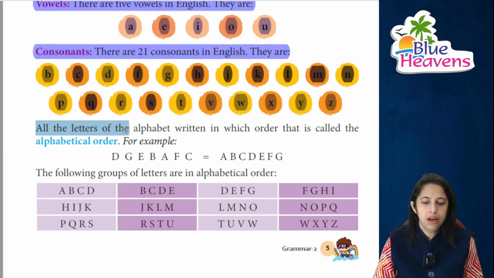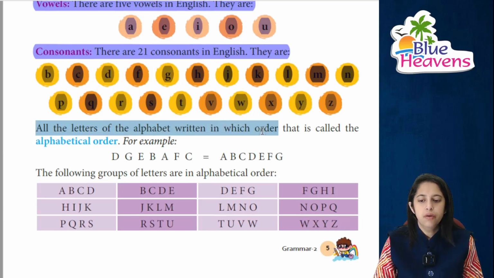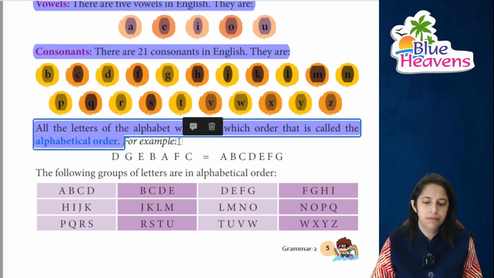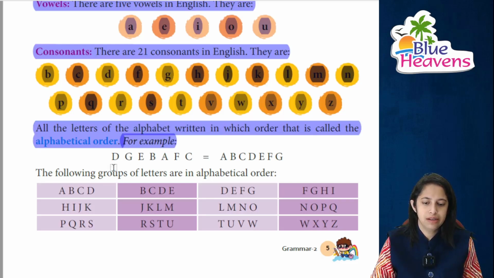Now, all the letters of the alphabet, they are written in which order? That is called alphabetical order. और जब भी हम इन्हीं alphabets को order में लिखते हैं तो हम इन्हें क्या बोलते हैं? Alphabetical order. For example, they have given you one example: D, G, E, B, A, F, C, right? You have to write these in alphabetical order, हमें इसको लिखना है.